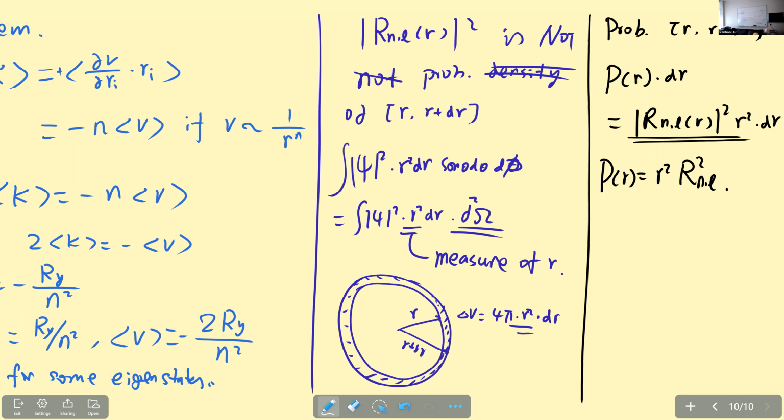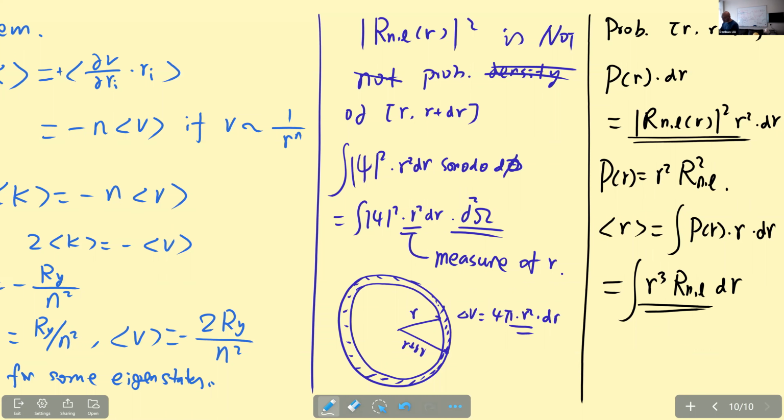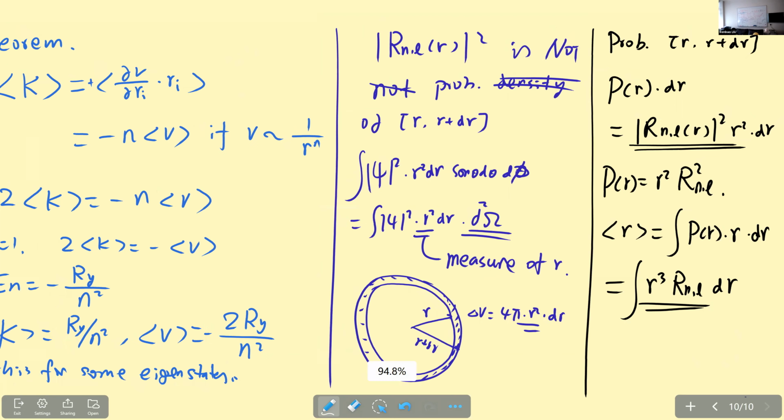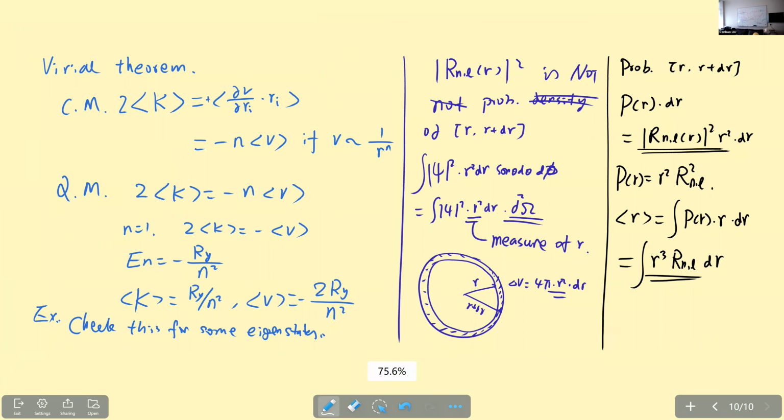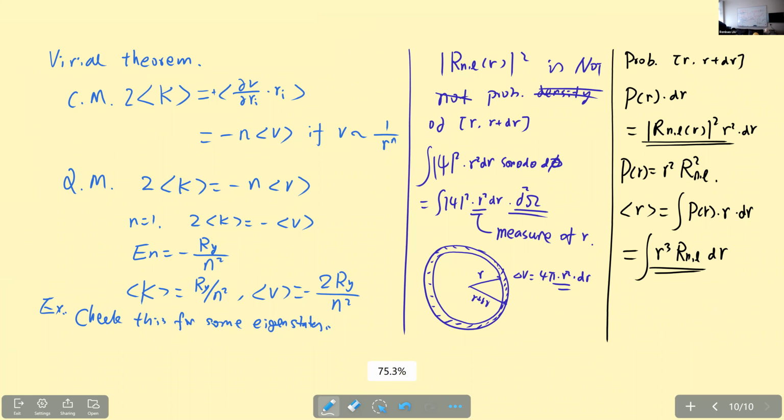For example, if we want to calculate the average distance of this electron from the nucleus, this will equal the integral of P(r) times r dr, right? So that equals the integral of r cubed R_nl squared dr. Okay, so this is just a small detail you need to pay attention to. In the homework, we're going to work one problem on this, so that you can pay a little bit more attention. It's not really very difficult to understand, just very simple stuff.